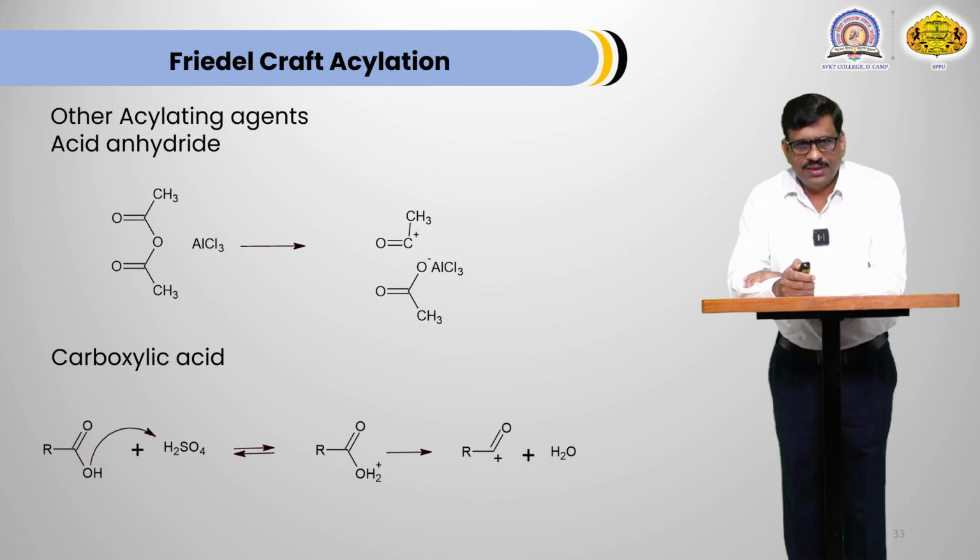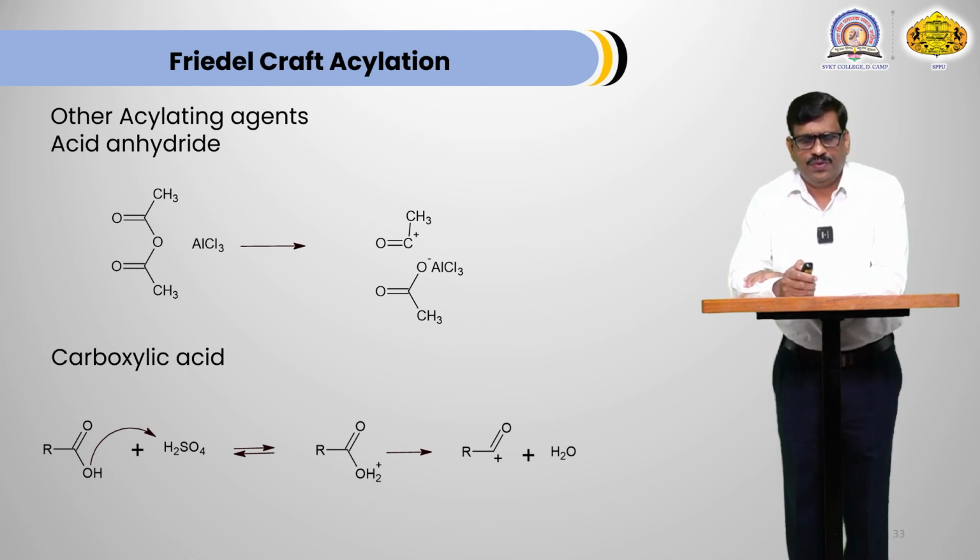There are some other acylating agents used during the Friedel-Crafts acylation reaction. Acid anhydride is obtained when a water molecule is removed from two acid molecules, that is carboxylic acid molecules. Acid anhydride in the presence of Lewis acid catalyst produces acylinium ion, and that acylinium ion can be used for the further reaction.